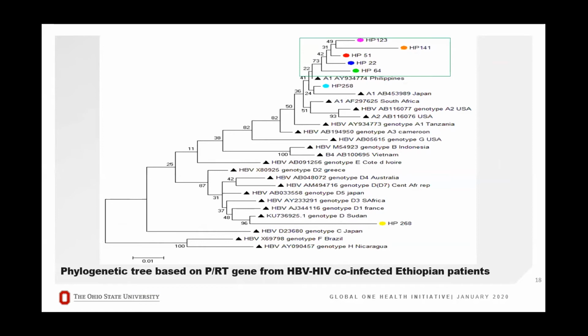So when we see the phylogenetic tree based on the polymerase reverse transcriptase gene from hepatitis B virus in HIV infected patients in Ethiopia, most isolates cluster together, while one strain clusters with a genotype B of a Sudan strain. And this is because the study area where we collected the samples shares a border with Sudan. So there is free movement of people from Sudan to Ethiopia and vice versa, which may favor the distribution of the same strain of hepatitis B virus in the border area.